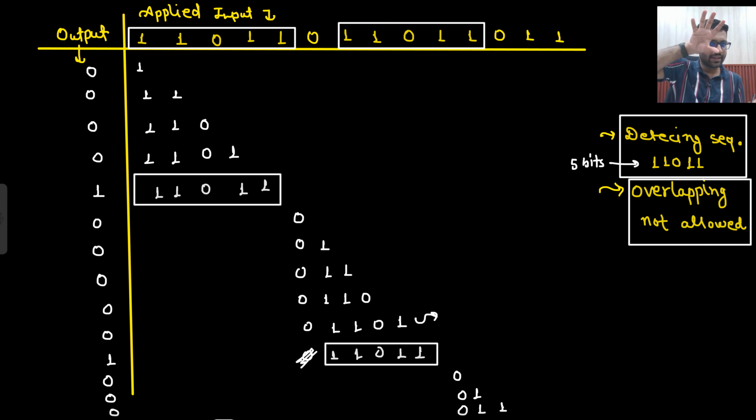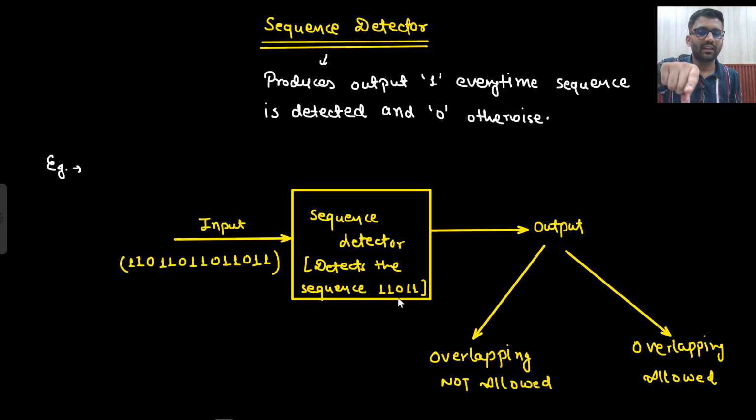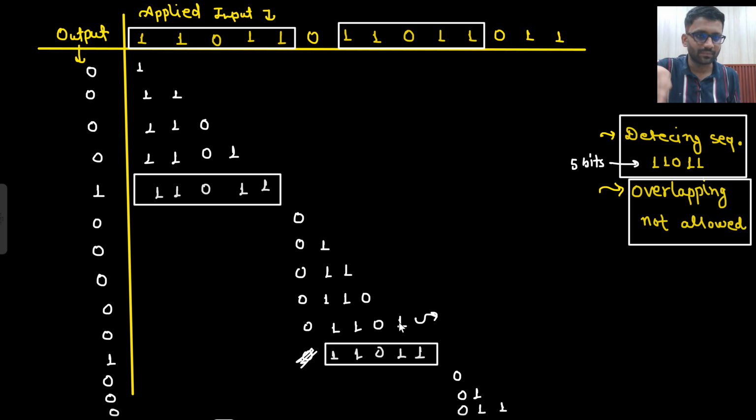So basically there will be a state machine, or you can say a circuit, to which you will apply some input. Just as you have applied the input, it will start giving you the output. If the sequence is detected, in this case it is detecting 1 1 0 1 1, just as it is detected, it will give output 1. In case of overlapping not allowed, just as the sequence is detected, the whole register gets emptied and you start right from 1 bit.